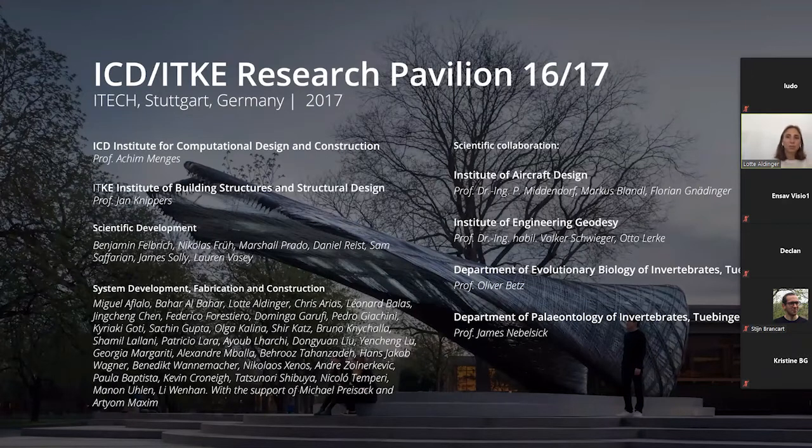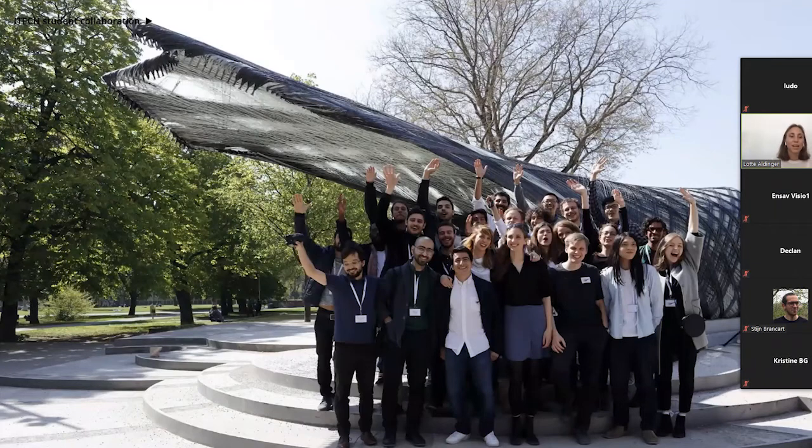So then I want to briefly present the research Pavilion 2017 of the ITECH students, where I want to focus on the reinforcement strategy of the bending active frame that is used inside, which is maybe not so well known, and also on the informed fiber layout. This project was basically the work of these ITECH master students, including me and also Kyriaki Goti, who will present tonight. So don't miss her lecture.